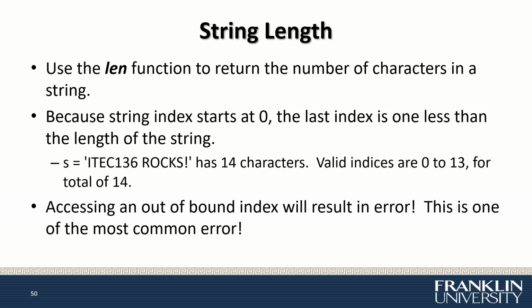For example, ITAB 136 rock exponential point has 14 characters. The valid indices are 0 to 13 for a total of 14 characters. And accessing an out-of-bound index, like 15 in this case, or higher, is one of the most common errors the students make. So watch out for that.